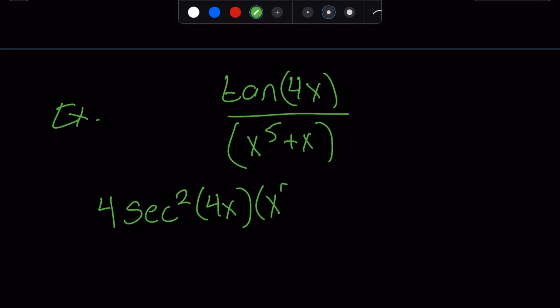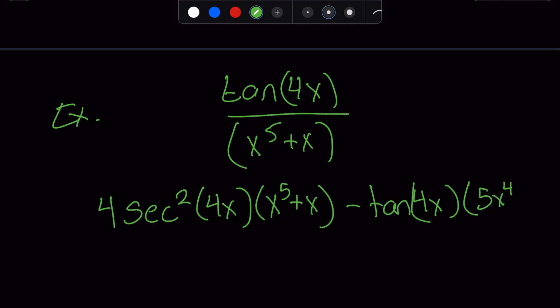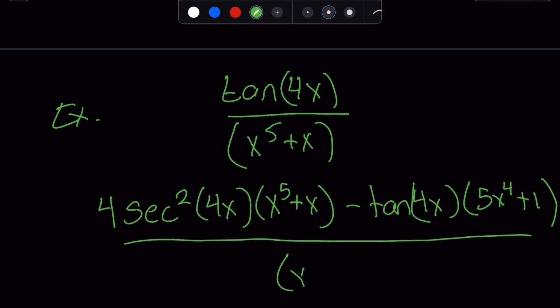Times the bottom. Minus, now we leave the top alone, and the derivative of the bottom is 5x to the fourth plus 1, all over the bottom squared.